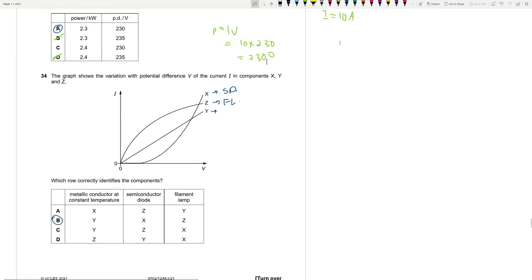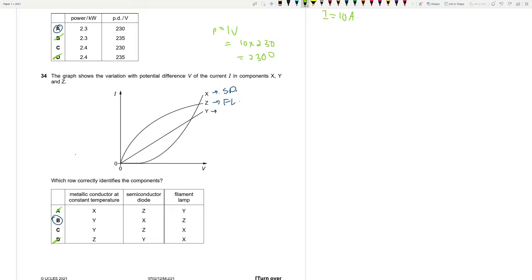Okay. Now for 34. This is really important. The IV characteristics of three components are given. The straight line passing through the origin will be a metallic conductor at constant temperature. That's Y. The semiconductor diode actually has infinite resistance in one direction, and in the other direction it has less resistance. Okay, so that's actually X. And for the filament lamp, that's actually Z.